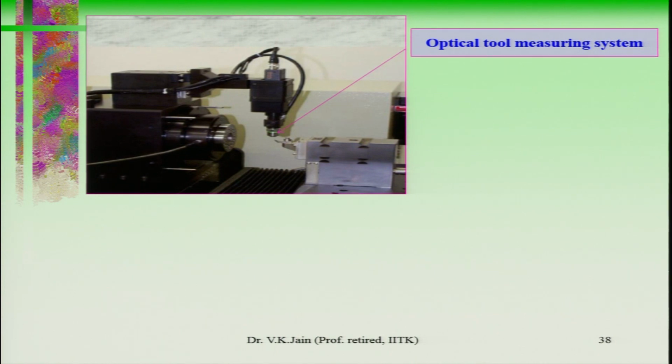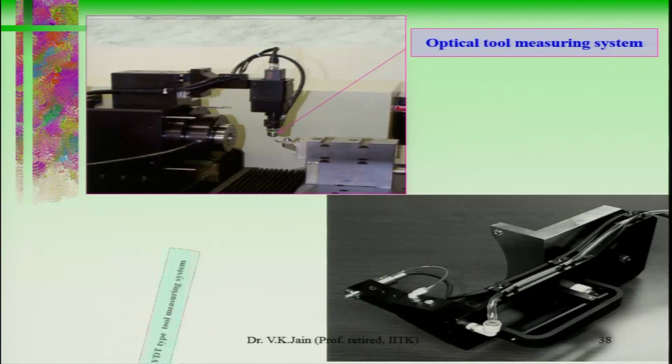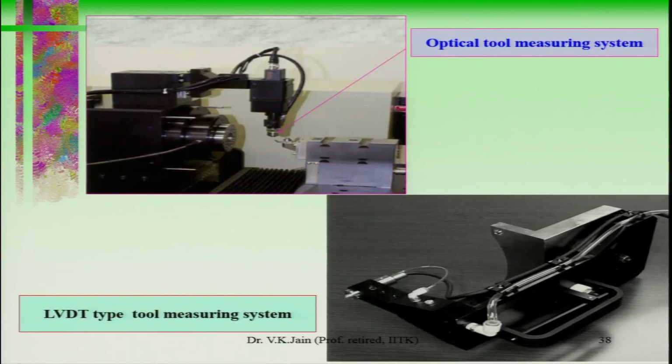Again you can see the optical tool measuring system, as I told you that you need an online measurement system. When you want to check different nomenclature of the cutting tool, you can use this kind of optical tool measuring system, and you can check whether the diamond tool has been prepared properly or not, because that is what is going to affect the performance as well as the quality of the workpiece being machined.